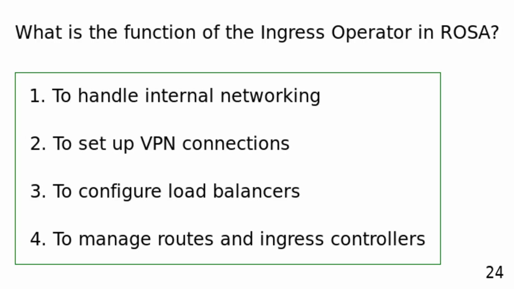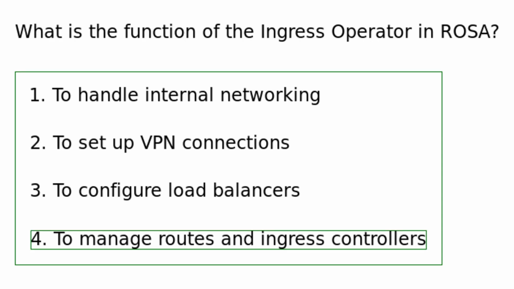What is the function of the ingress operator in ROSA? To handle internal networking. To set up VPN connections. To configure load balancers. To manage routes and ingress controllers. The ingress operator in ROSA manages OpenShift routes and ingress controllers, directing external traffic to services.